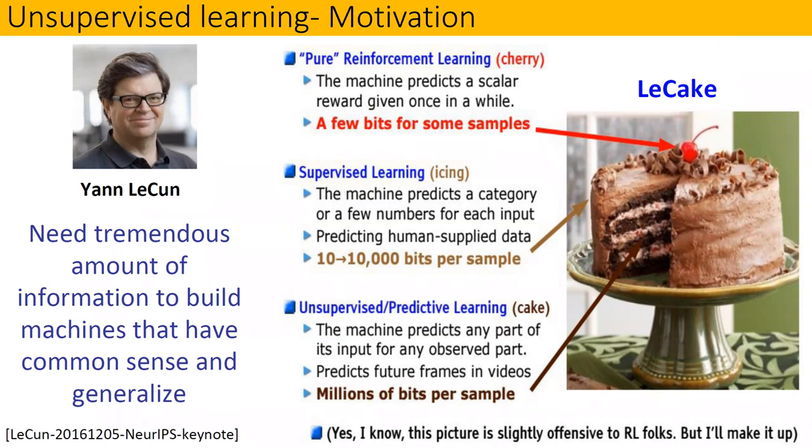So Yann LeCun, he's a very important and famous machine learning researcher, he's at Facebook right now. He had this analogy that reinforcement learning in terms of data volume is the cherry of the cake, and supervised learning is the icing of the cake. But the remaining, the biggest chunk of the cake, is actually unsupervised learning. That means a lot of data don't have labels.